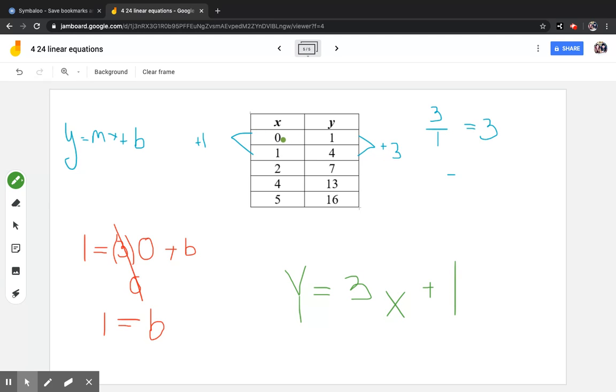So 3 times 0 is 0, plus 1 is 1. 3 times 1 is 3, plus 1 is 4. 3 times 2 would be 6, plus 1 is 7. So our equation does work out in this problem. And that's basically y equals mx plus b and finding how to write a linear equation with a table. So let me know if you guys have any questions, and we'll go from there.